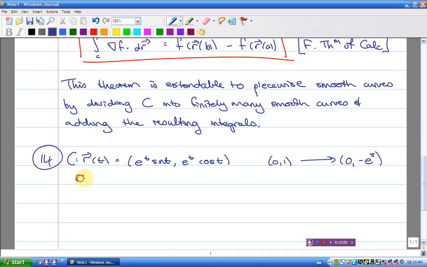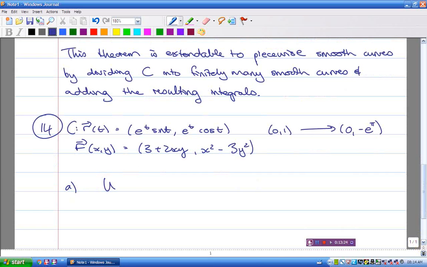And then the vector field that I've been given is 3 plus 2xy, x squared minus 3y squared. Okay, cool. All right, so now we want the work done. So the formula for work is work equals, actually get my solutions ready here. There's my work formula. Short and sweet.